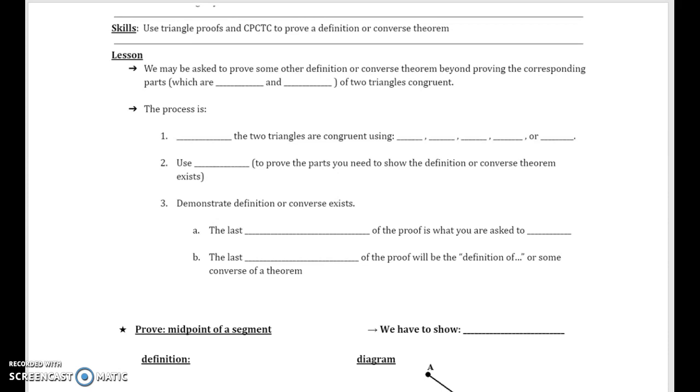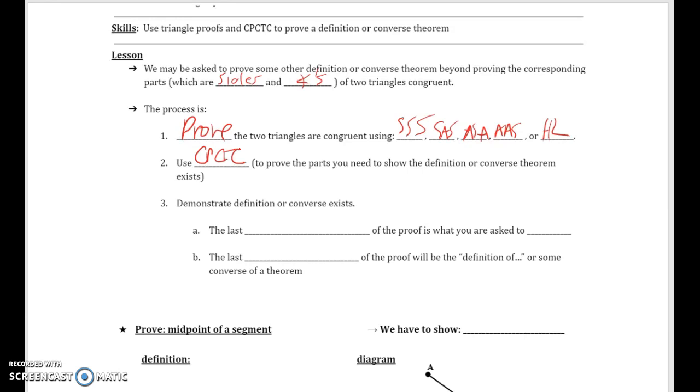So we may be asked to prove some other definition or converse theorem beyond just proving corresponding parts congruent, which again, remember, corresponding parts are sides and angles. So the process is to prove the two triangles are congruent first, and again, the only thing that should go with a triangle congruency statement would be side, side, side, side, angle, side, angle, side, angle, angle, angle, side, or hypotenuse leg. Once we've proven the two triangles congruent, we can then talk about the corresponding parts, or use CPCTC.